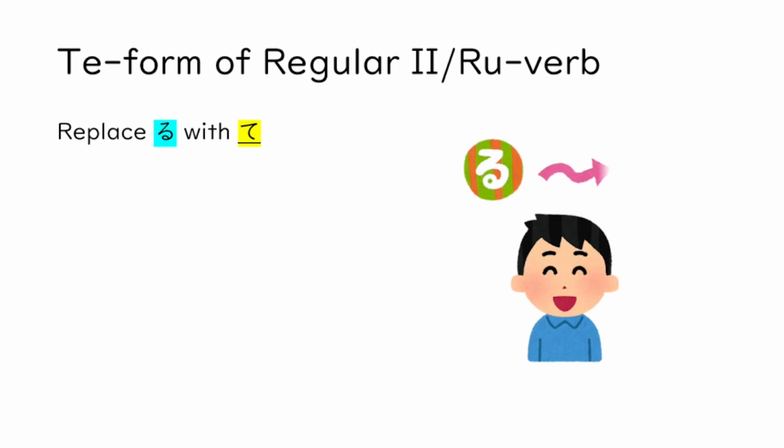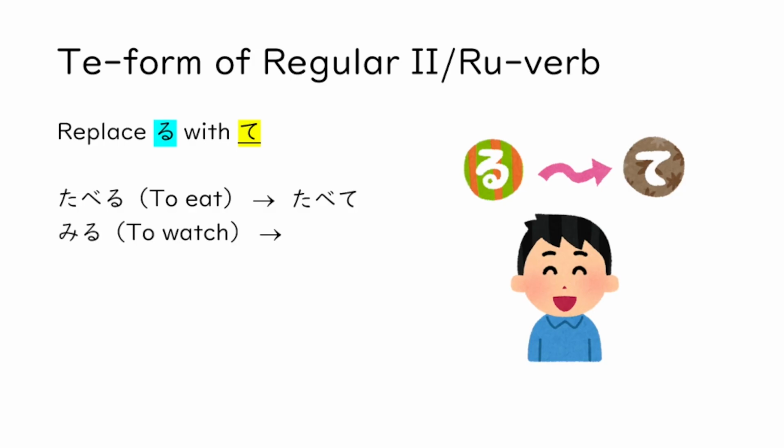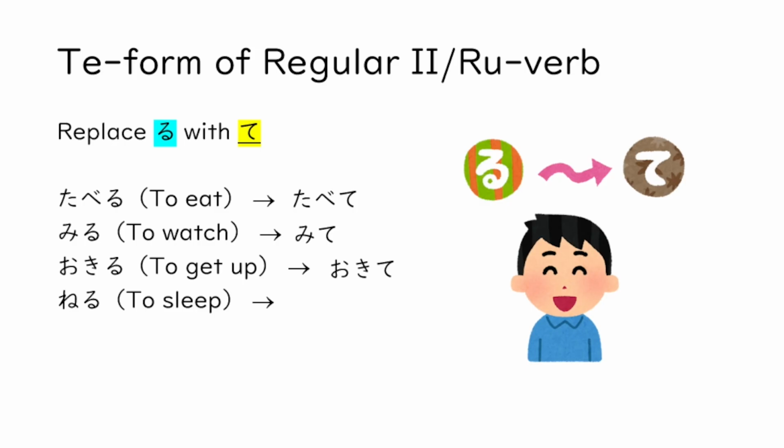When it comes to regular ru verbs, it's quite simple. You just have to replace the ending of the dictionary form with te. Let's look at examples. Taberu means to eat, and its te form is tabete. Miru means to watch, and its te form is mite. Okiru means to get up, and its te form is okite. Neru means to sleep, and its te form is nete. And finally, iru means to be, and its te form is, yes, it's ite.